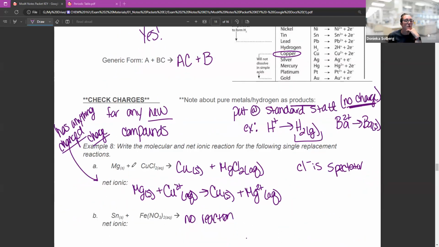All right. So in example number 8, I want you to write the molecular and net ionic reactions for the following single replacement reactions. So remember, your molecular should not have charges. And then the net ionic should be, instead of what makes the solid, like in a precipitation reaction, anything that was reduced or oxidized. Now you could also write out the full ionic equation and cancel out the spectators, but if you don't want to do that, I would suggest going through A with me.